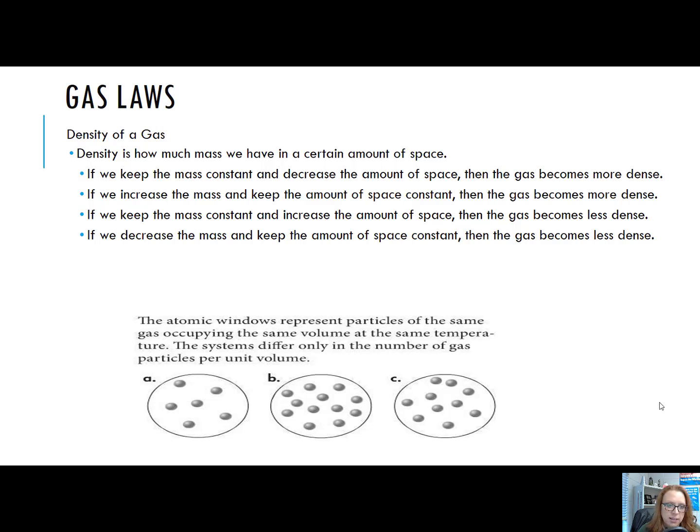Hey guys, let's go ahead and do the last video for this unit, and we're going to be talking about gas laws. So first let's talk about the density of a gas. Now the density is how much mass we have in a certain amount of space. So if we keep the mass constant and decrease the amount of space, then the gas becomes more dense.